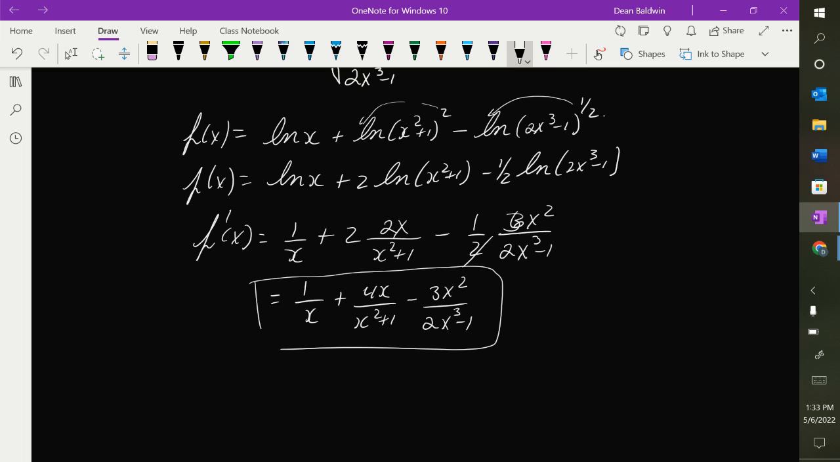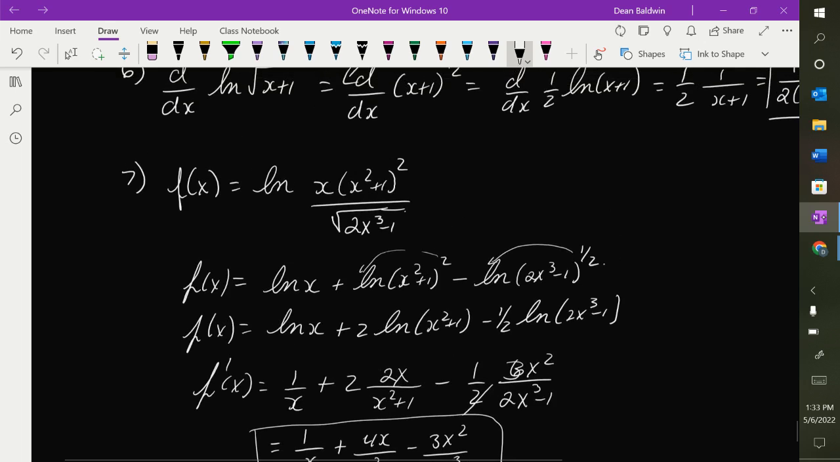Okay, so if you have a log expression and it looks like a bit of a gong show, you can then allow it to expand and then solve it.